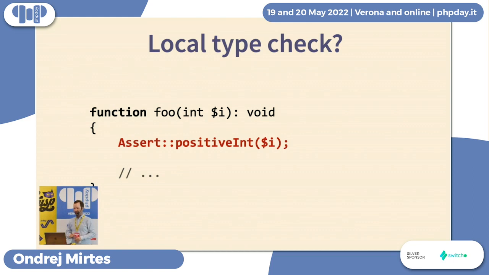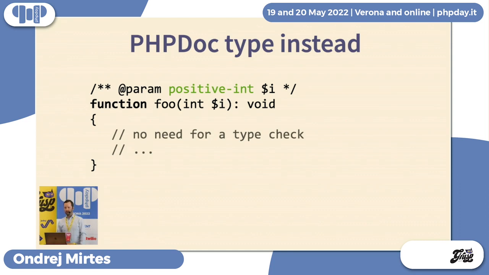Assertion libraries that throw exceptions on your behalf are the same situation. It's great as a first step, but still, you should do something that tries to avoid this error proactively. So I would like to encourage you to write PHP doc types instead, because if they are represented in signatures, the types will inevitably spread throughout your whole application, because the place which calls this foo function is also going to be forced to type its inputs as positive integers. Everywhere you call this function, you are going to be forced to use this type.